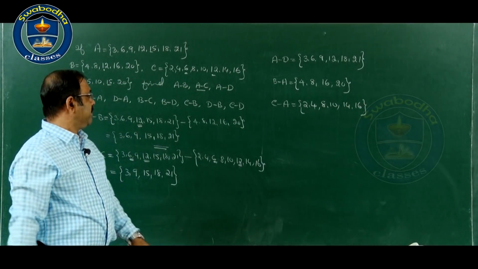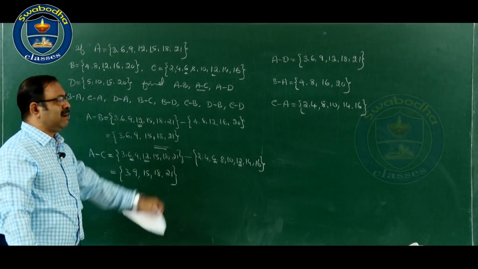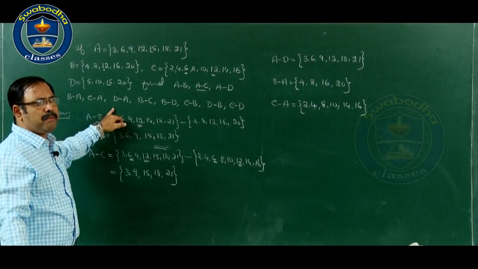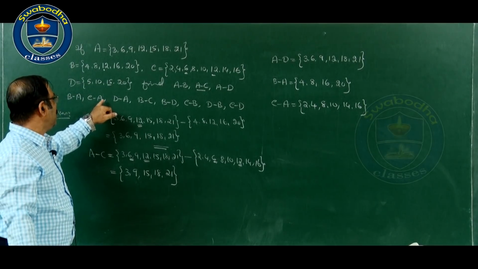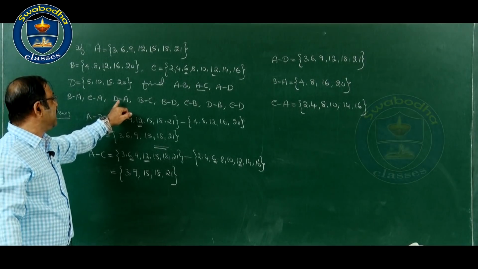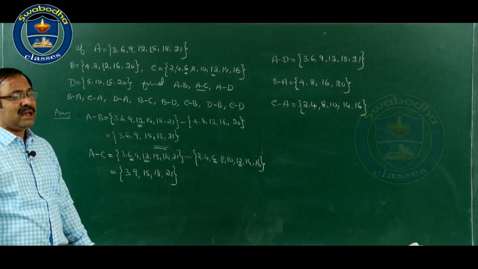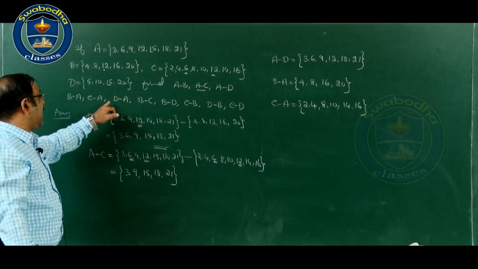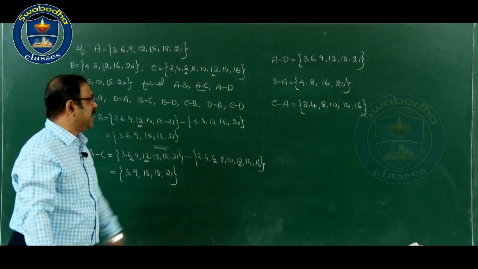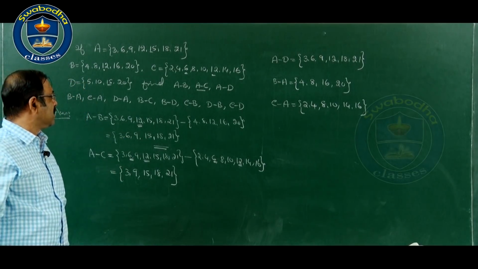Okay, C minus A. Next we can similarly write D minus A, B minus C. The remaining results you have to complete, in the same order and in the same method. What is D minus A? Common elements present in A and D must be subtracted from D. You can similarly complete the remaining. I hope this idea is clear to all of you.